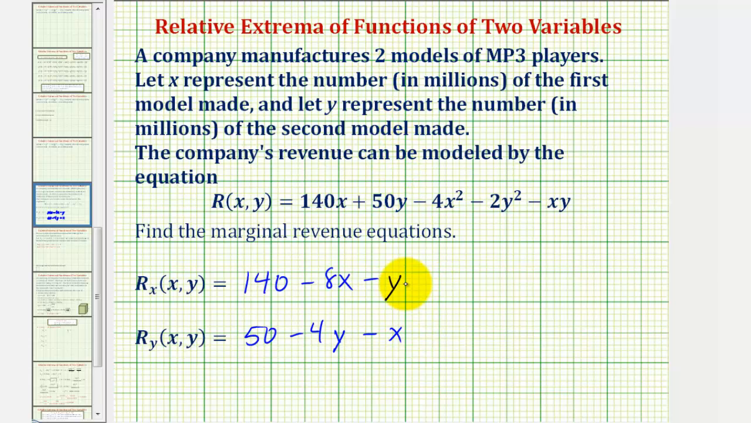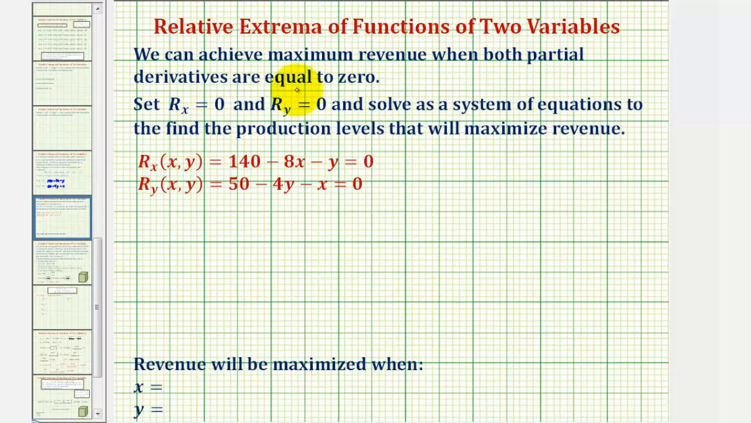So here's the first part of our question. For the second part, we can achieve maximum revenue when both partial derivatives are equal to 0. So we want to set our partial derivatives equal to 0 and solve as a system of equations to find the production levels that will maximize revenue. So here are the partial derivatives from the first slide. Notice how I set them equal to 0, and now we'll solve this as a system.